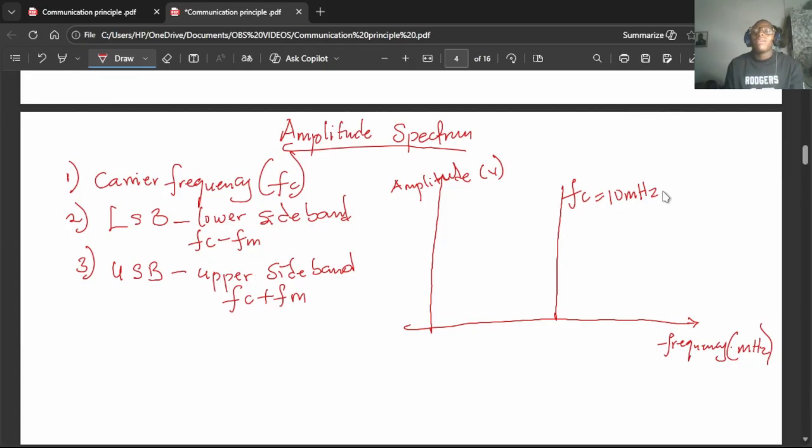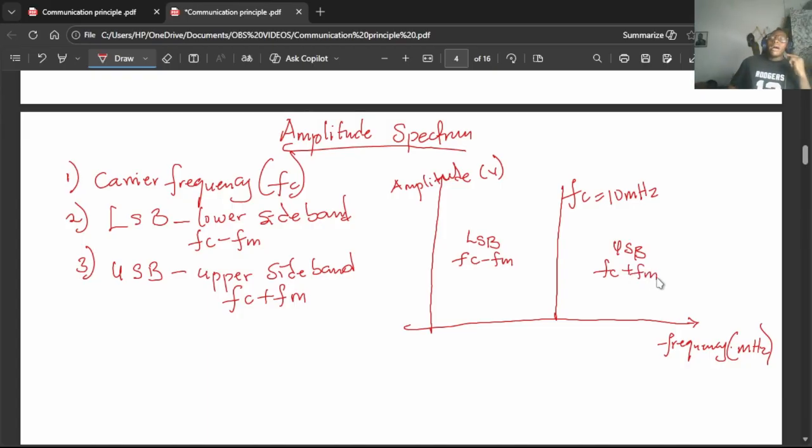Now, after your carrier frequency has divided the graph into 2 equal halves, this part of your graph is what we call the LSB, and this part of your graph is what we call the USB. Am I communicating? Now, sometimes you will not see this. You just see the equation for it, which is FC minus FM. And on this part of the equation, we now have FC plus FM. Am I communicating?